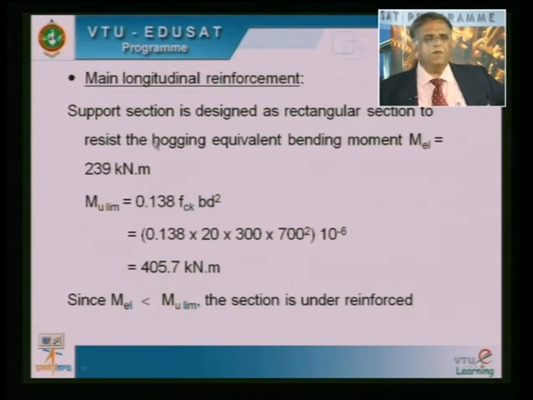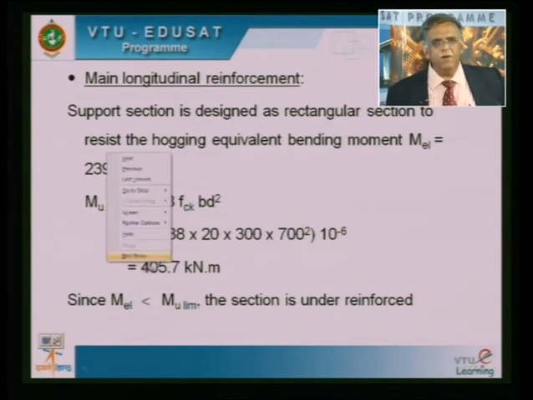So I am now going to first design this support section. Before that, I am going to calculate MU lim, the limiting moment of resistance. The formula is given in equation G-1.1.1b in the code, and the simplified version is also given here. This is nothing but the one which I had earlier used: XU max by D into 1 minus 0.4 XU max by D, times FCK B D square. The same formula has been simplified and written.